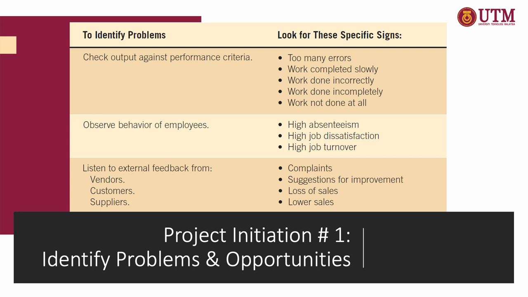Apart from the performance output, SA may also observe the behavior of the organization employees. Whether there are any signs of high number of absenteeism, dissatisfaction reported, or high rate of job turnover? This will bring a conclusion about low productivity among the staff in the business environment of the organization. Not only from the internal environment, SA also may interview the external parties, for example, the vendors, customers, and suppliers, in collecting the feedback for complaints, sales report, as well as any suggestions from them.